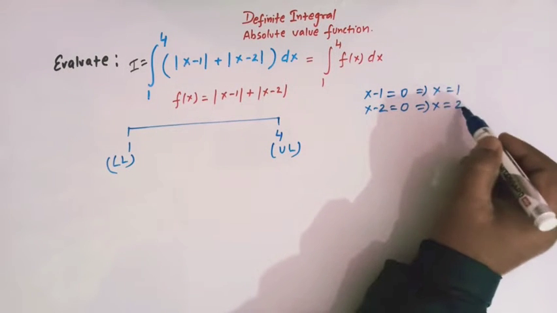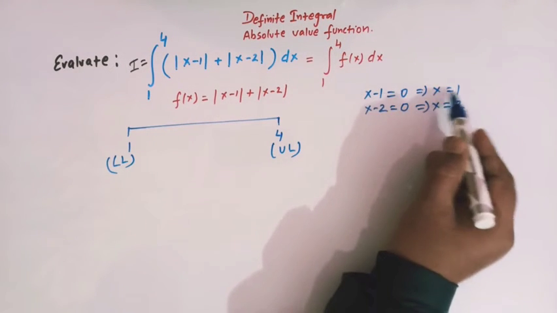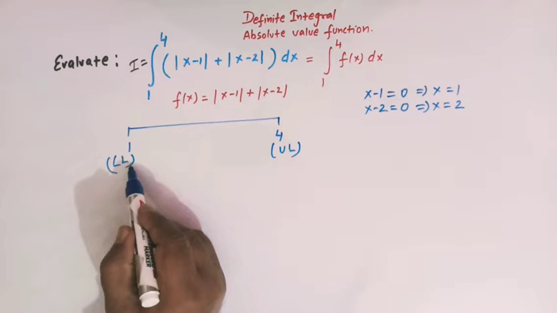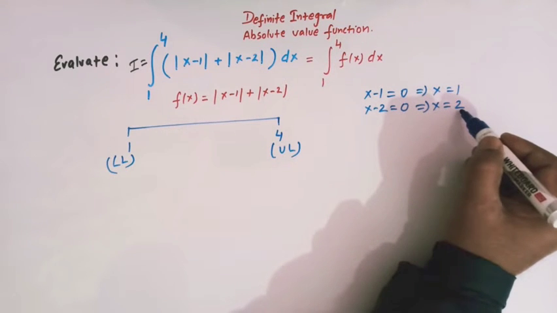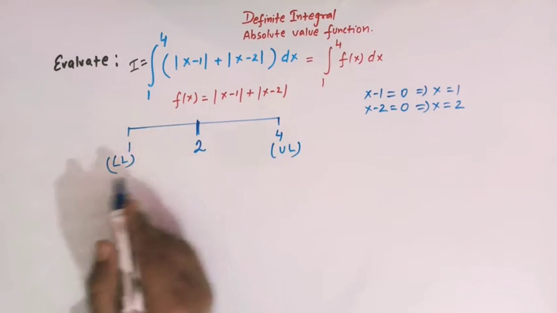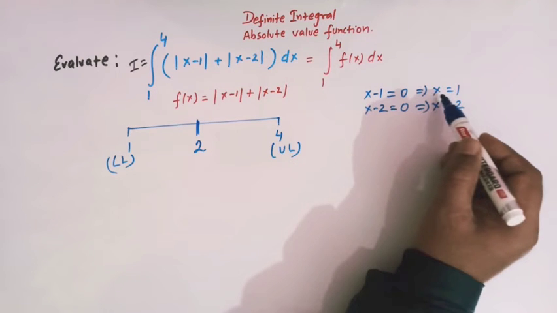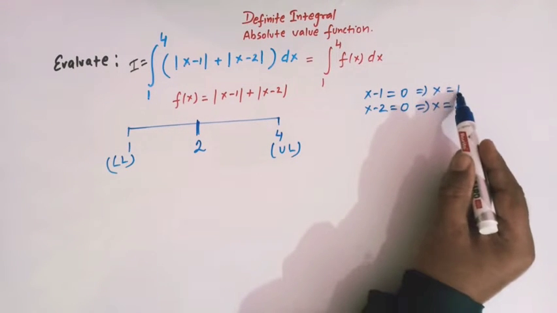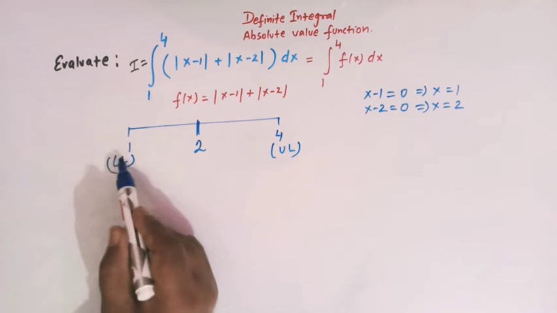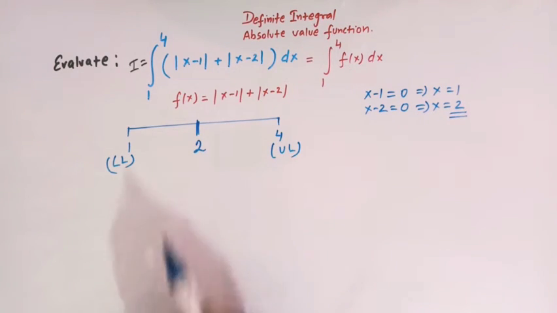So these points will be utilized to break the limits, right? So now see, here we have x is equal to 1, which is already present over here as our lower limit of integration, right? So the other point is x is equal to 2, right? Or in other words we can say that 2 lies between 1 and 4, and here I am once again repeating, x is equal to 1 is also a point where we have to break the limit, but this point itself is our lower limit, right? So now we are left with only x is equal to 2.